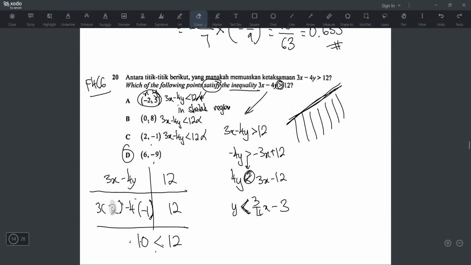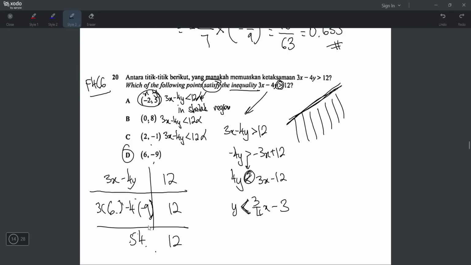Okay, but let's try it also, just to make sure you understand. So x is 6, y is negative 9. 3 times 6 is 18. 18 plus 36 is 54. You can use your calculator to help you. 54 compared to 12 is bigger. So when you sub this point inside, you end up getting 3x minus 4y bigger than 12. That means this point satisfies this inequality. It means if you plot this point, it will be exactly in the shaded region.